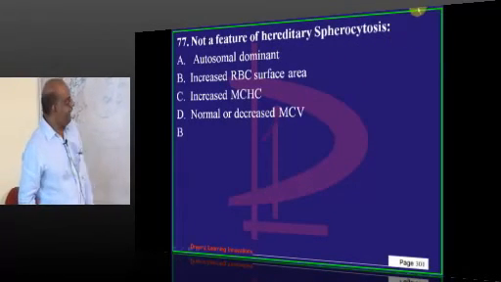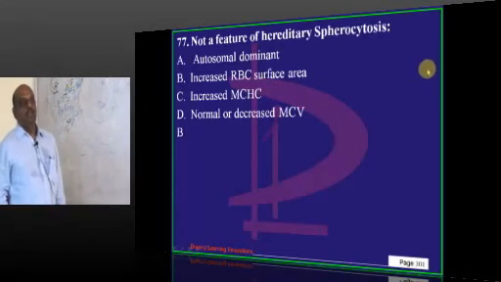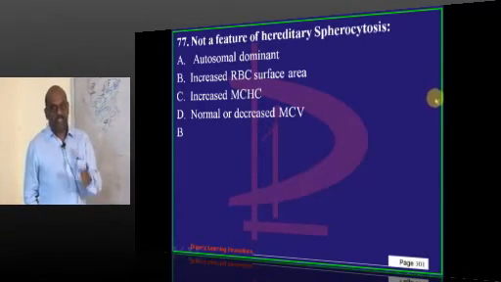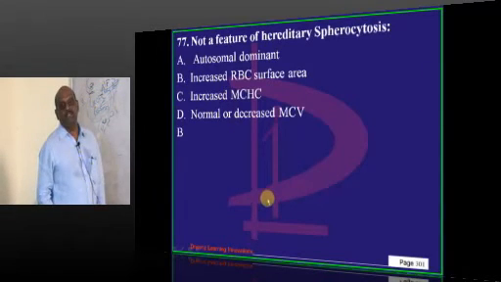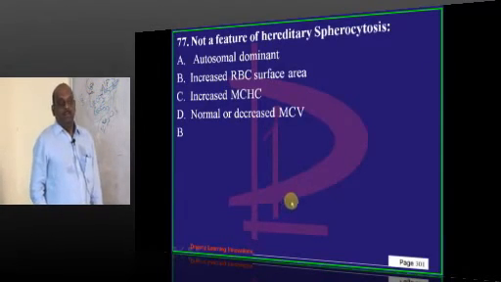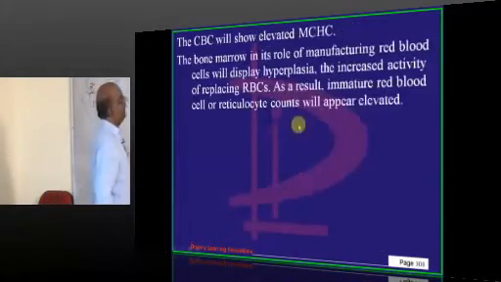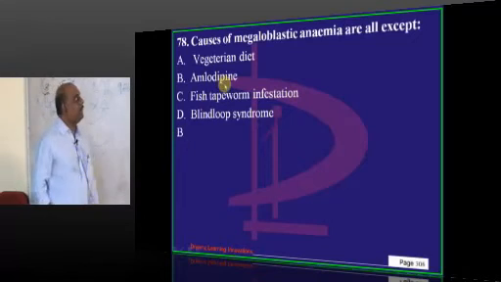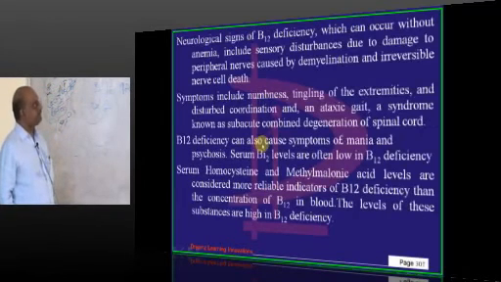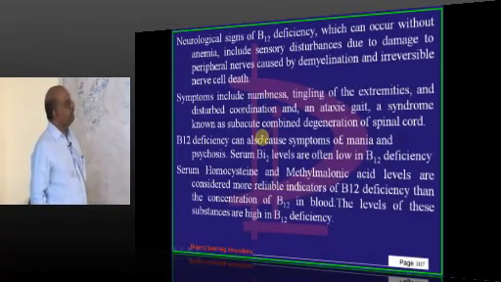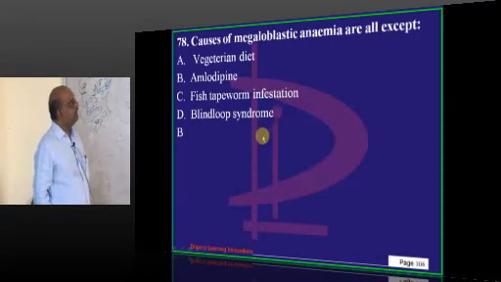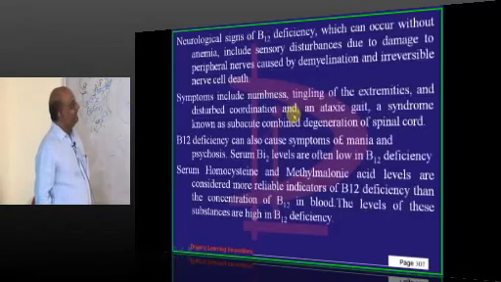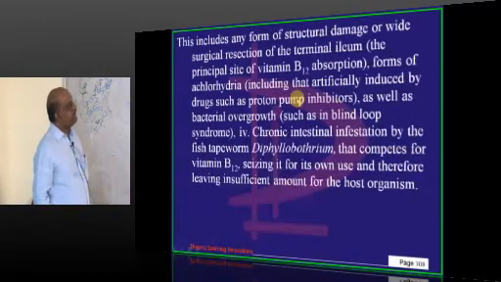Which is not a feature of hereditary spherocytosis? Biconcave disc has a greater surface area, spherocyte has lesser, so there is a decreased RBC surface. Okay? Then megaloblastic anemia, these are all the causes but not amlodipine. बीच में amlodipine क्यों आ गया? It's an idiotic option. I mean, I say questions.